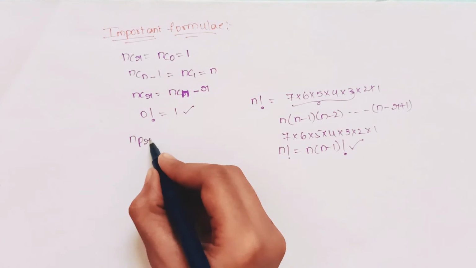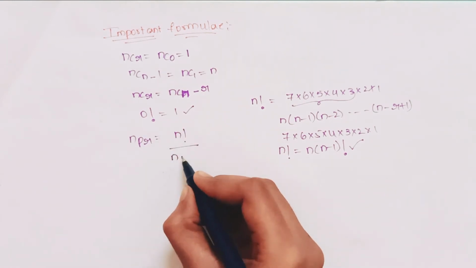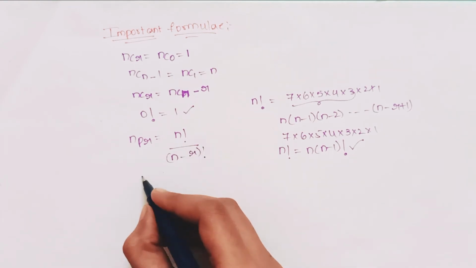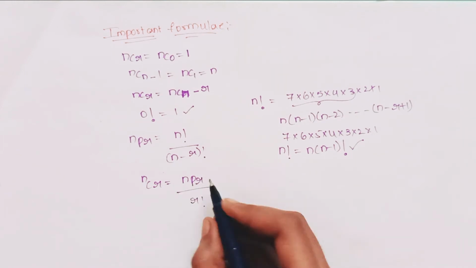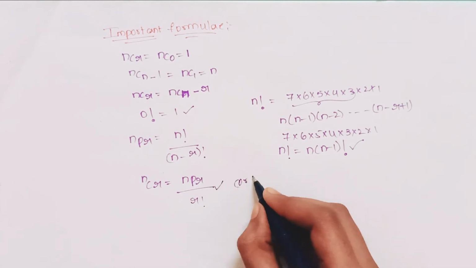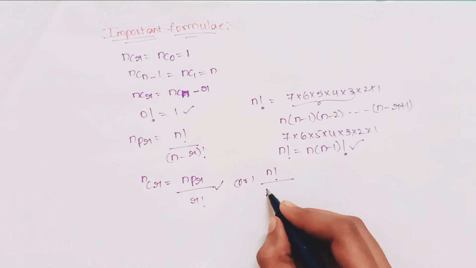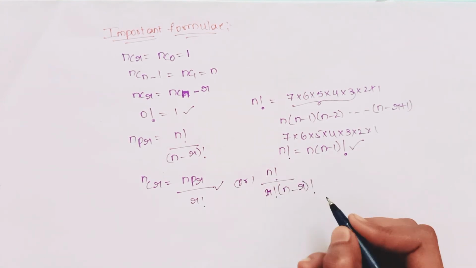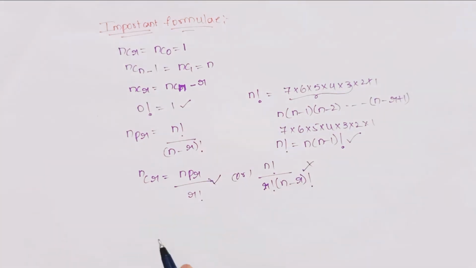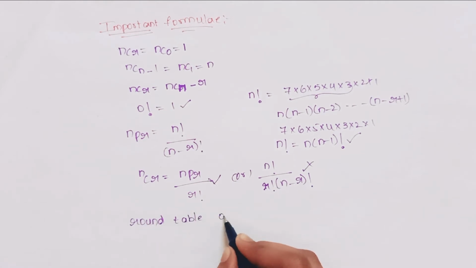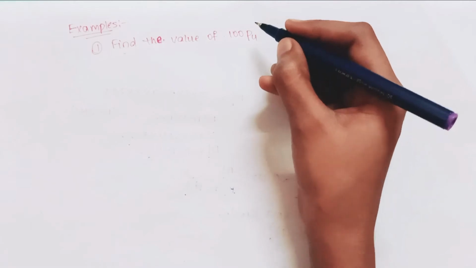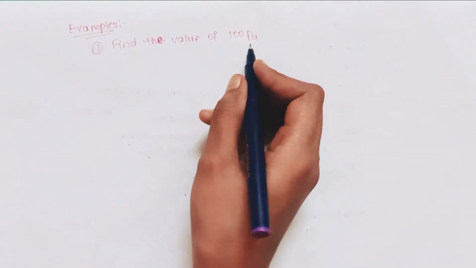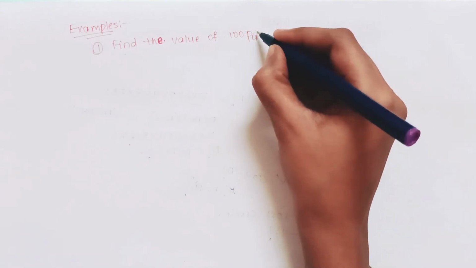So the permutations formula is nPr, n factorial by n minus r factorial, and nCr is equal to nPr by r factorial. We can use this formula, or we can use n factorial by r factorial into n minus r factorial. We can use any one of these. Whenever you find a question on a round table or a circle, use the formula n minus 1 factorial. Now example 1: find the value of 100P4. Whenever you find this P, this is a problem of permutations.